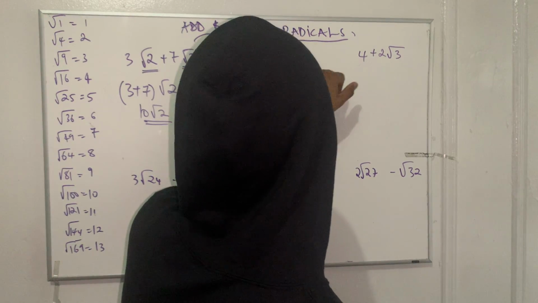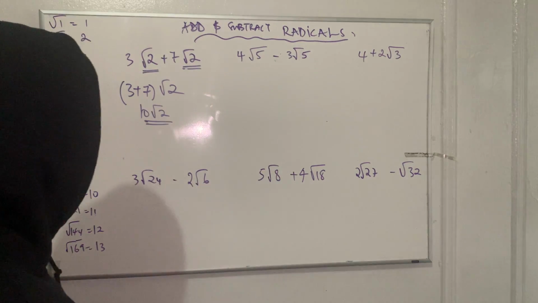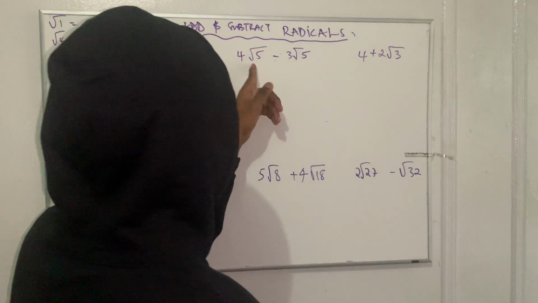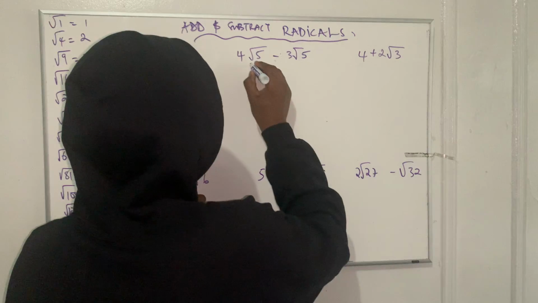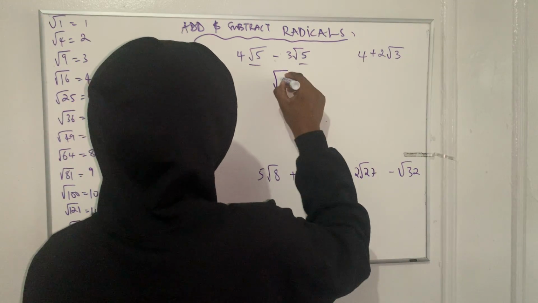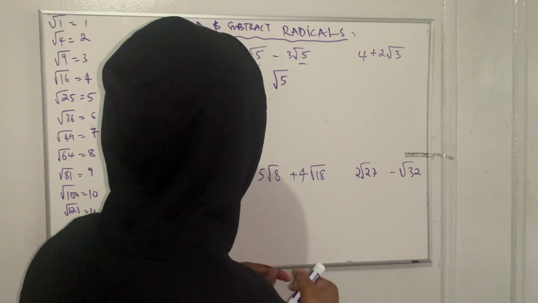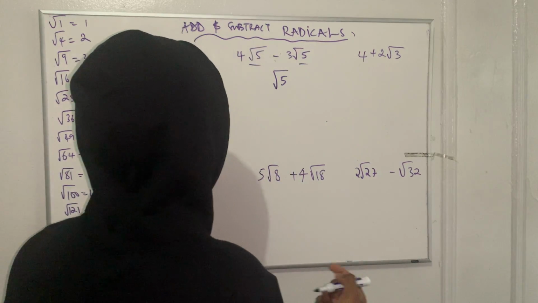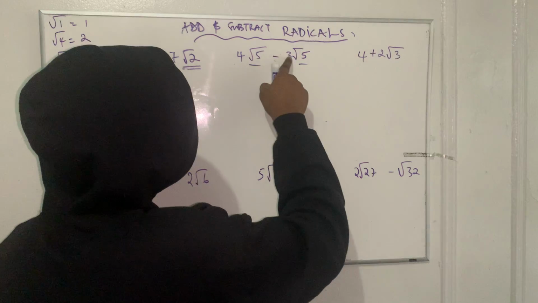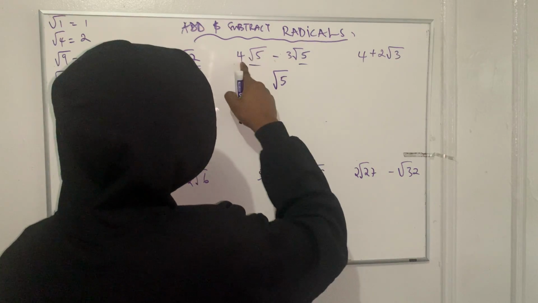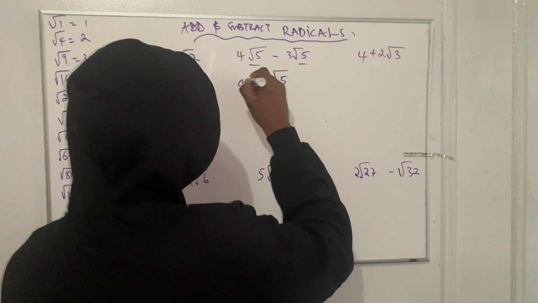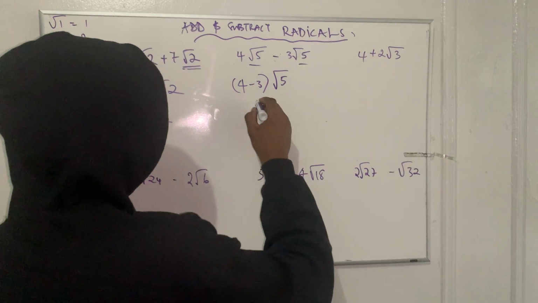So let's go with this: 4 root 5 minus 3 root 5. First thing, make sure they are the same radicals. Once they are the same, you keep it. You don't add the radicals. Remember, whatever is inside, you don't write them. So you only subtract. Right here is subtraction, so we subtract. So we have 4 minus 3, which is 1.